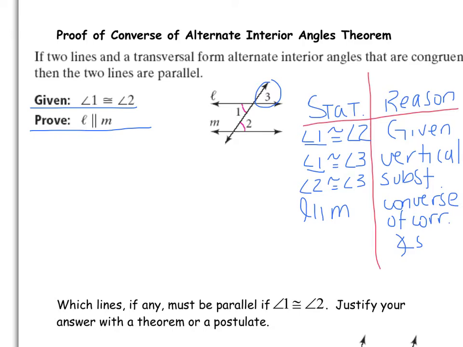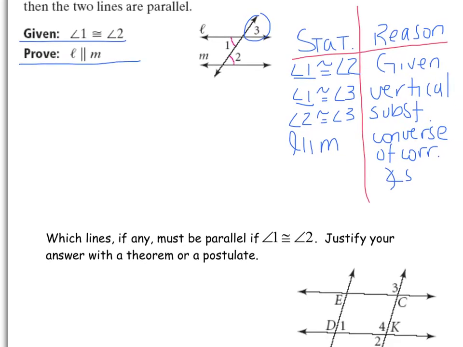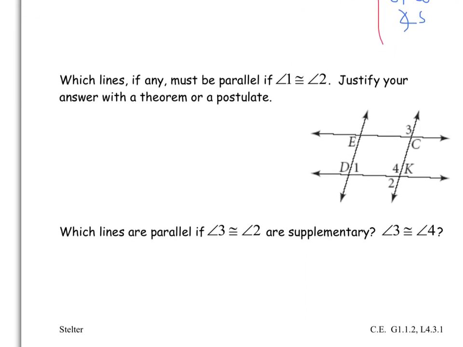Alright, so now on to the next. Which lines, if any, must be parallel if angle 1 and 2 are congruent? Justify your answer with a theorem or a postulate. So if I told you 1 and 2, and this is that number sign again, so we have two sets of possible parallel lines and two transversals.